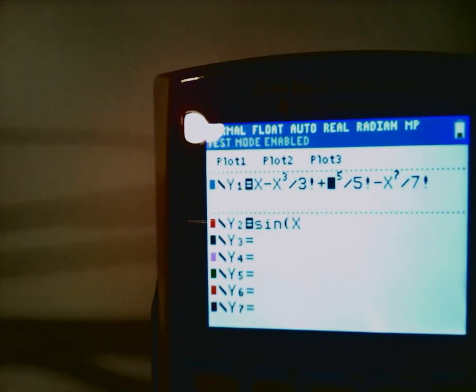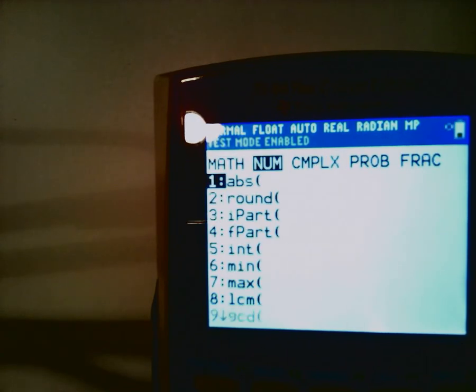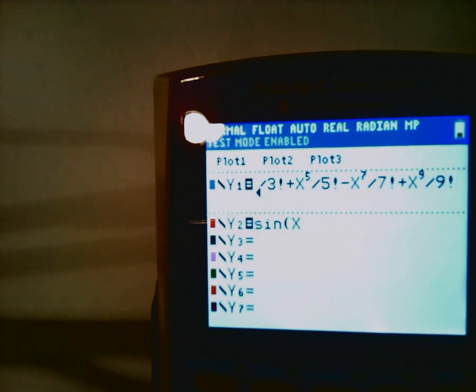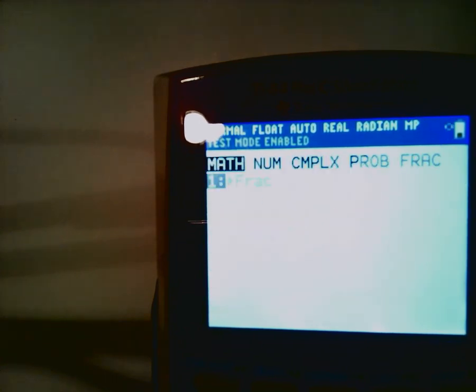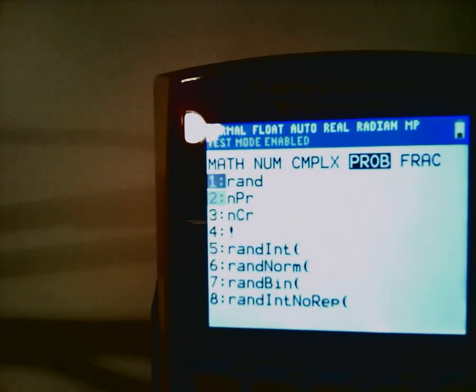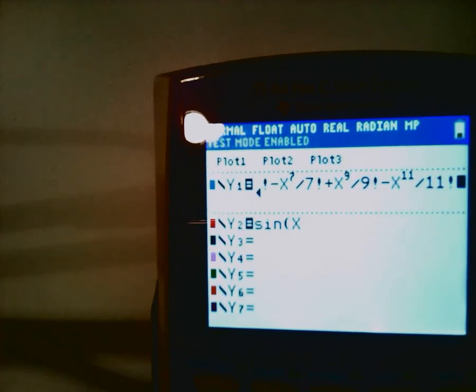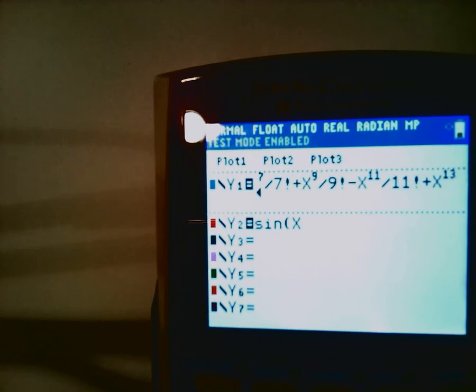So let's go ahead and add on the x to the 9th term. So plus x to the 9th over 9 factorial. I'm going to go ahead and do a couple more. So plus x to the 11th over 11 factorial. And let's just do one more. Minus x to the 13th. Hold on, that should be plus. We need to alternate there. x to the 13th over 13 factorial.